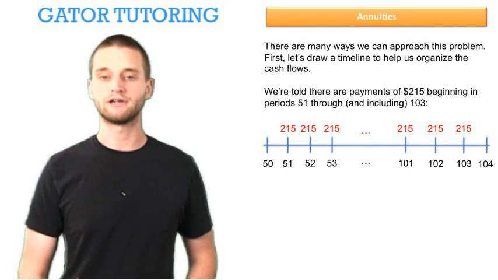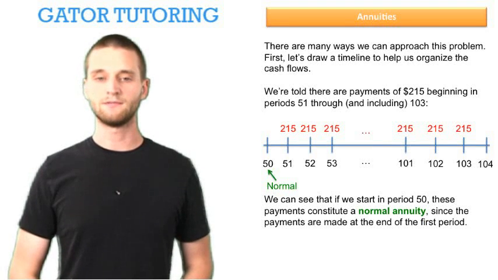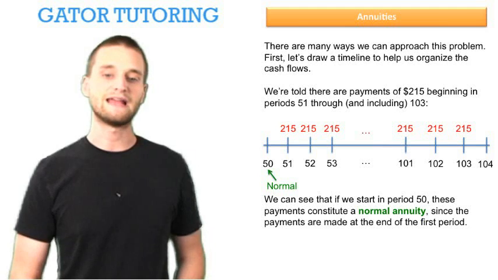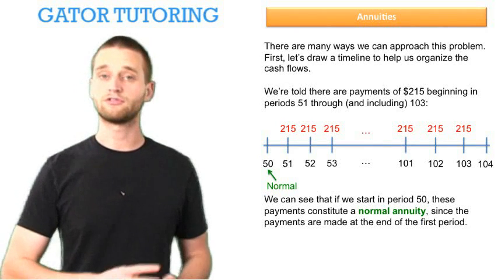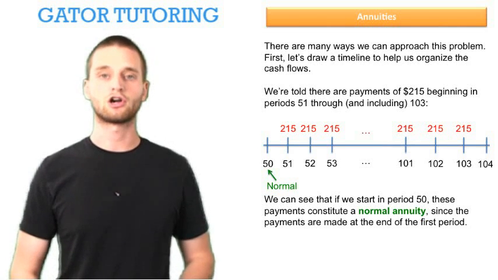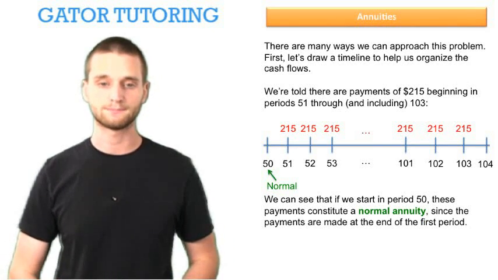up until period 103. We can see that if we start in period 50, these payments constitute a normal annuity, since the payments are made at the end of the first period. So if we were to start in period 50, that first payment of $215 occurs one period from now, the present, if we're standing at period 50.